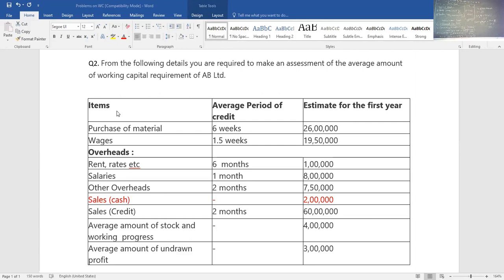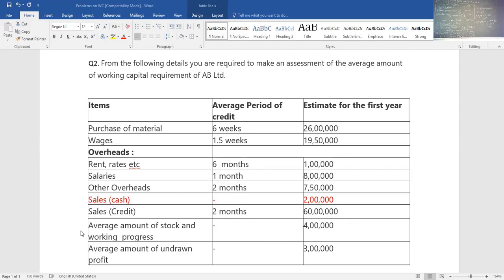Good. Asset, what asset? Good, but what asset? Yes, good. It's nothing but your sundry debtors. Credit sales is always your sundry debtors where you will have to receive the amount from your customers worth rupees 60 lakh within a period of 2 months.